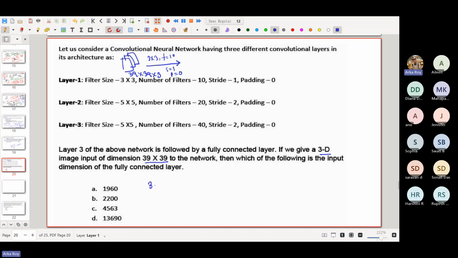So it will be 39 minus 3 plus 2 into padding, which is 0, divided by 1 stride, plus 1. So it would be 37, right? So the output will be 37 cross 37. And what will be the channel size now, please? What will be the channel size? We have already discussed how we can evaluate the channel size. Filter, 10 filters. Sorry?